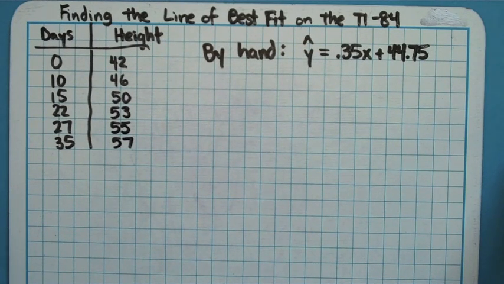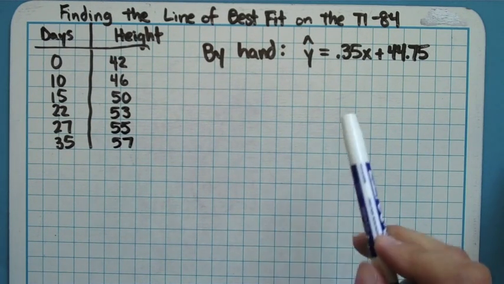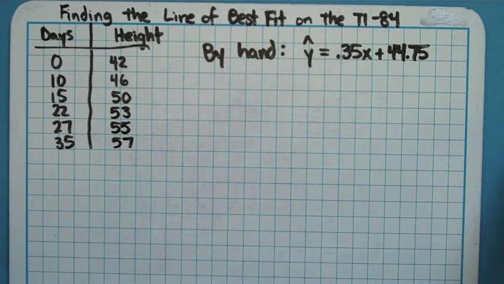If you had chosen two different points than I did, you would have probably gotten a slightly different equation than this one right here. And it's kind of tough to say, well, maybe mine was the best one, or yours was the best one. It's hard to say sometimes which is the ideal line of best fit.